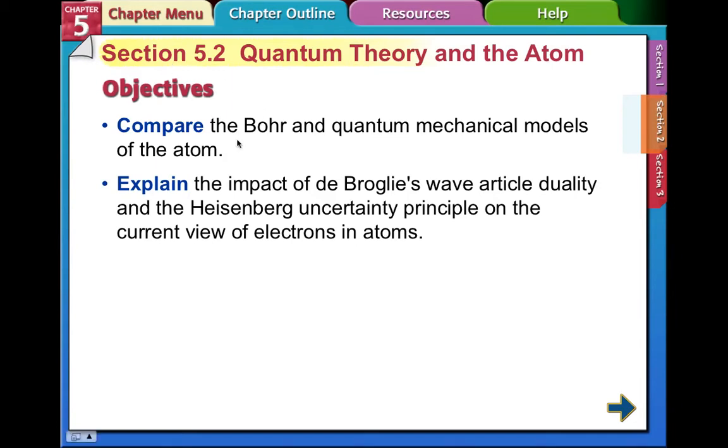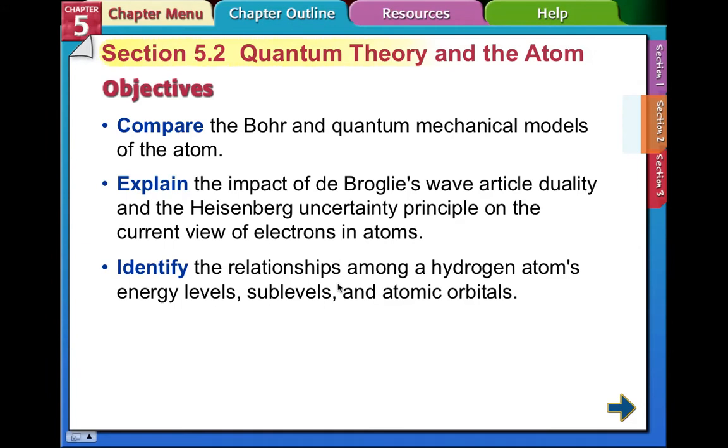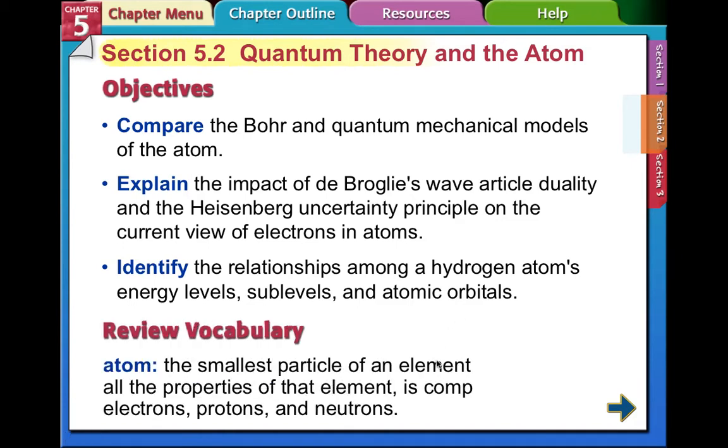So in the objectives for this section: compare the Bohr and quantum mechanics model of the atom, explain the impact of de Broglie's wave-particle duality and the Heisenberg uncertainty principle on the current view of the electrons in an atom, and identify the relationships among a hydrogen atom's energy level, sublevels, and atomic orbitals. Now, don't let all these big words freak you out, because you're going to work with this enough that it's going to be pretty self-explanatory.